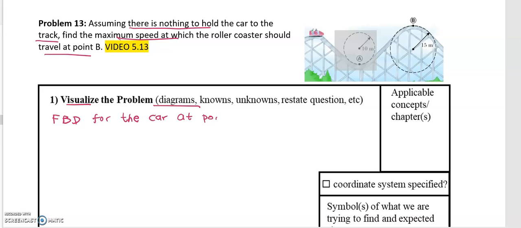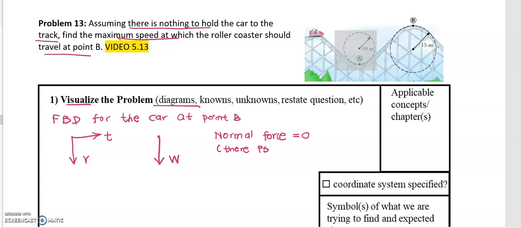Very important to identify the coordinates. So for circular motion problems, we have the tangential direction. It is to the right because at point B, the car is moving clockwise, and then the radial direction is directly downwards towards the center of the circle, and there's only one force acting on the object, and that would be weight. Normal force is 0 at this point because the question states that there's nothing to hold the car to the track.